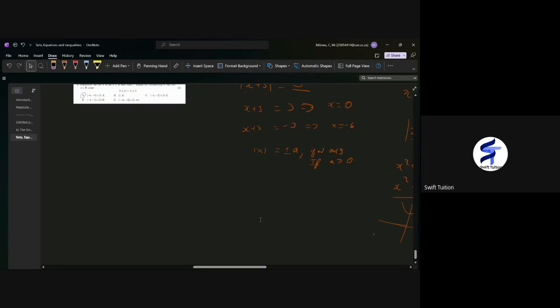Okay, so absolute value inequalities are solved differently from absolute value equations, right? And I want you to just think of it very simply. I don't want you to complicate it. When you see less than, I want you to think in between. And when you see greater than, I want you to think outside of.